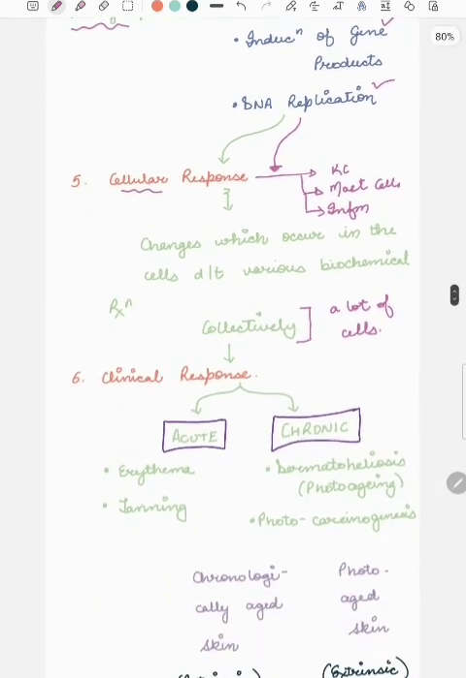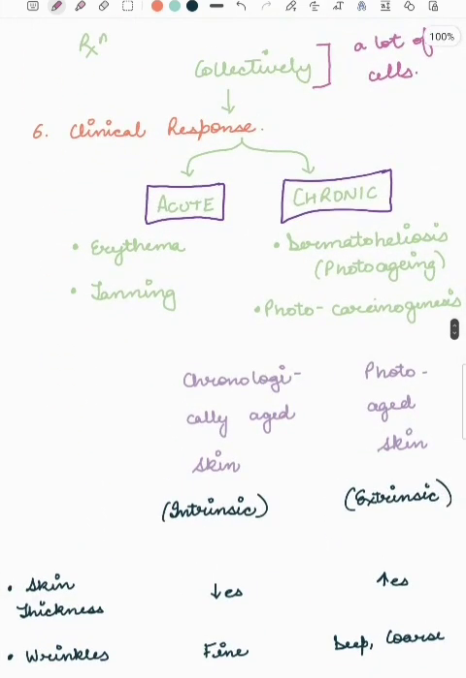Now what will be the clinical response? The clinical response can be an acute response or a chronic response. Acute response is short lasting, and it occurs within a period of hours to days. So there will be erythema, there will be tanning. Fine. Now what are the chronic clinical responses? One will be dermatoheliosis, which is a fancy word for photoaging, and photocarcinogenesis, which is a fancy word for formation of cancer. So finally, we have studied the 6 stages of how, when the light touches your skin, it causes a lot of changes in the skin, and finally it will lead to aging and carcinogenesis.